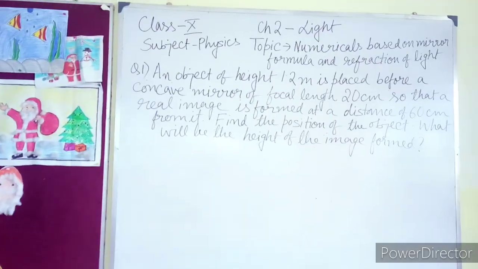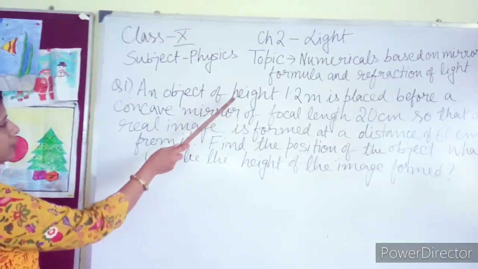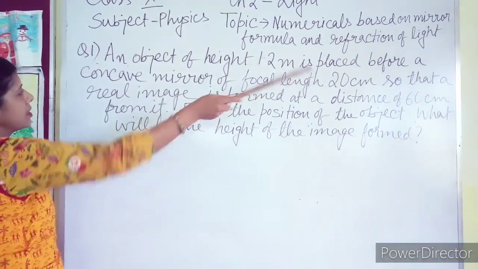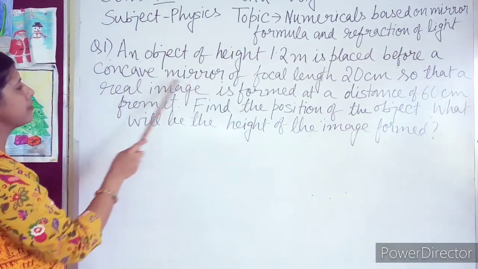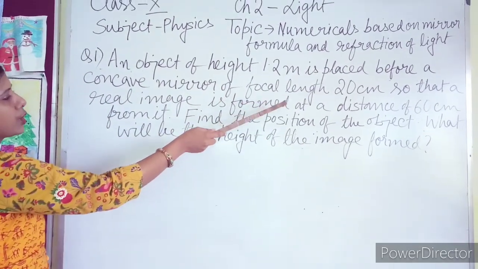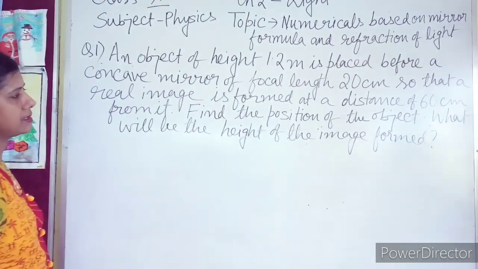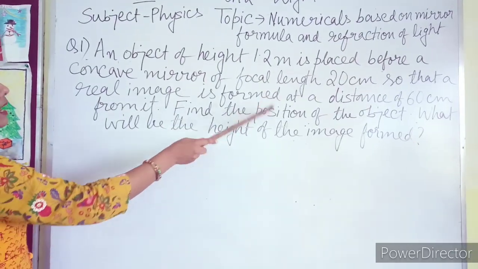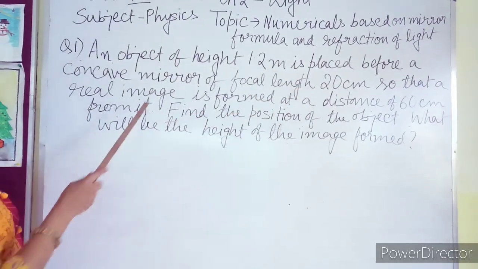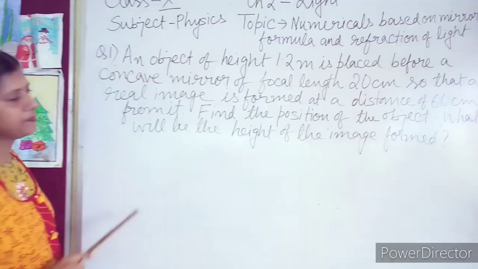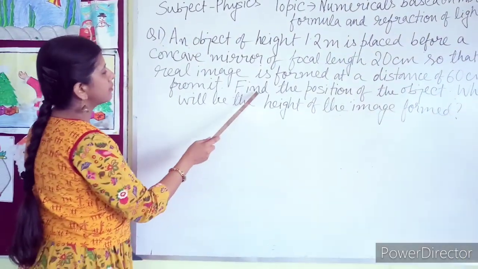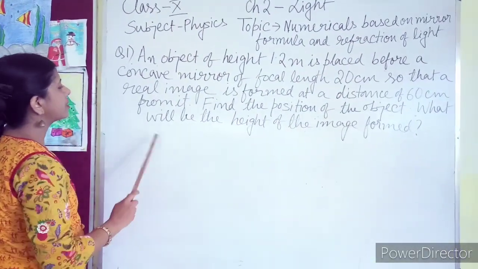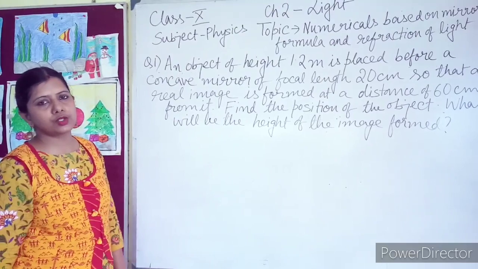The question is, an object of height 1.2 meter is placed before a concave mirror of focal length 20 centimeter so that a real image is formed at a distance of 60 centimeter from it. What you have to find? You have to find the position of the object and what will be the height of the image formed.